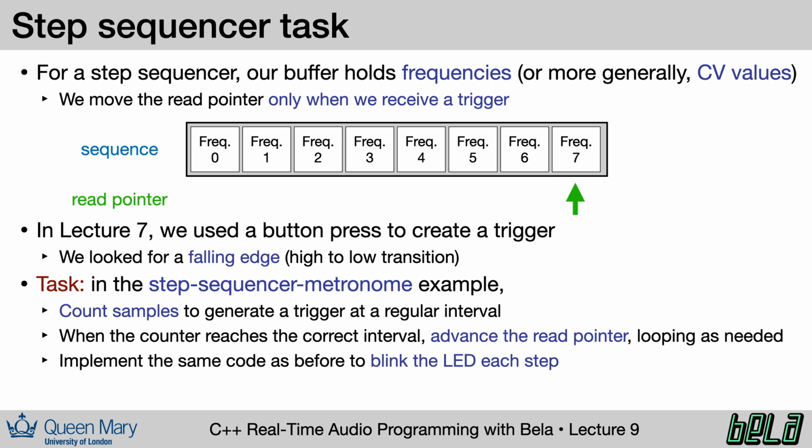The example code in the companion materials gives you most of the step sequencer. Your task is to implement the metronome part of it, to count samples as you did before, and to advance the sequence when the interval expires. Also include the code you just made to blink the LED and to change the interval.